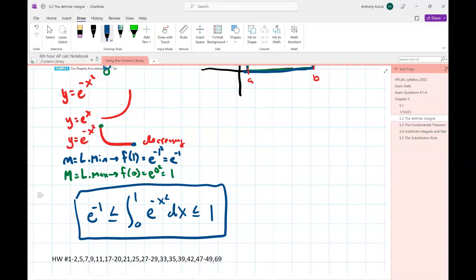So the best case scenario is you have a function that's always increasing or always decreasing, because then the local min and max are just the endpoints of our interval. That's not so bad. And then e to the negative 1 is a number, right? That's like point something or another.